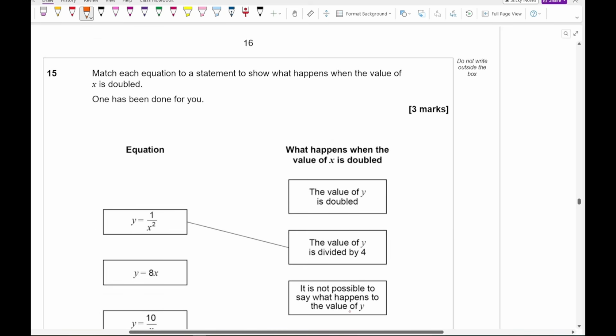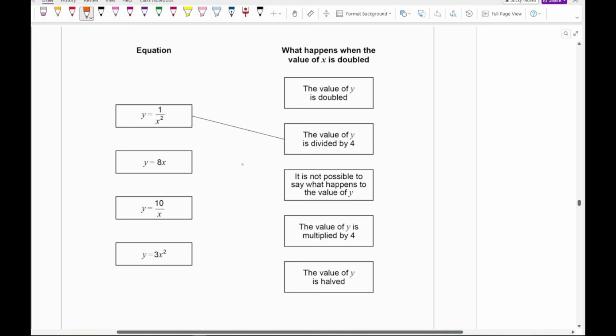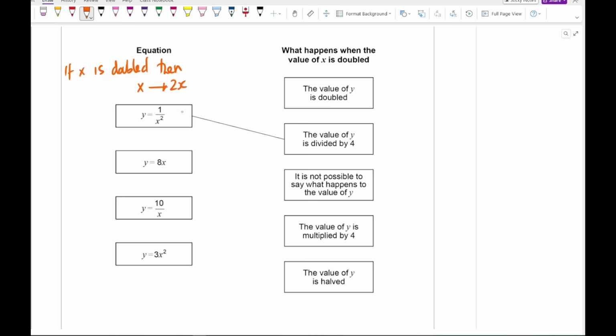Moving on to question 15, it says match each equation to a statement to show what happens when the value of x is doubled. One has been done for you. So here, for these particular questions, what I always recommend students to do is to substitute numbers in. So for this, if x is doubled, then what we do is we swap x with 2x. So from this, what this then becomes is 1 over 2x squared, which is going to equal 1 over 4x squared.